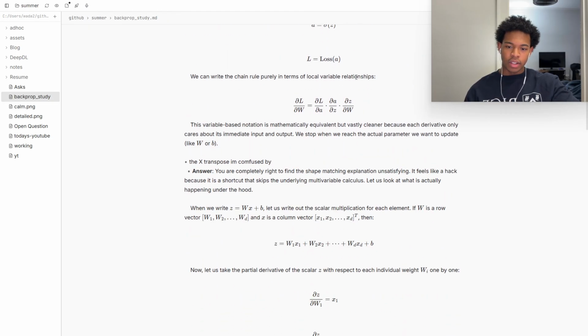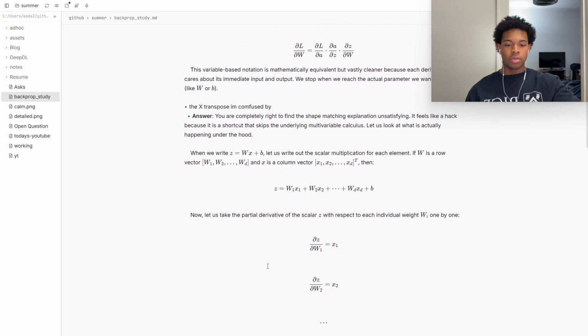Okay, let's inspect. You're completely right to find the shape matching explanation unsatisfactory. It feels like a hack because it's a shortcut that skips the underlying multivariable calculus. Let us look at what is actually happening under the hood. Let us write our scalar multiplication for each element. If w is a row vector and x is a column, then that's what z looks like.